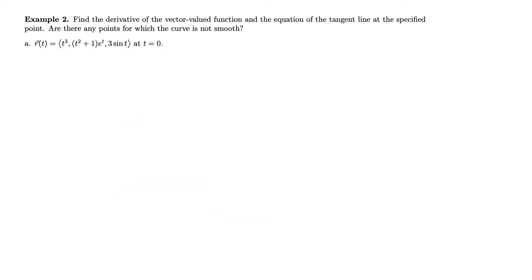Okay, so we want to find the derivative and then the equation of the tangent line at the specified point. And then think about, well, are there any points where the curve is not smooth? So first things first, let's take the derivative. That's just going to be 3t squared. We have to use the product rule here, but it actually simplifies really neatly. It just becomes t plus 1 squared e to the t, and then 3 cosine of t.